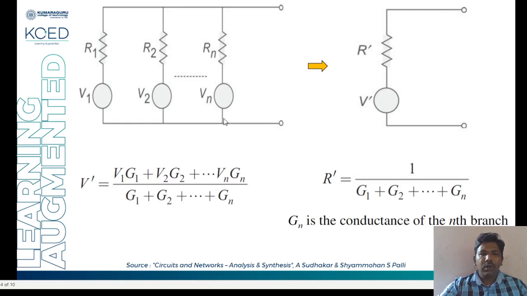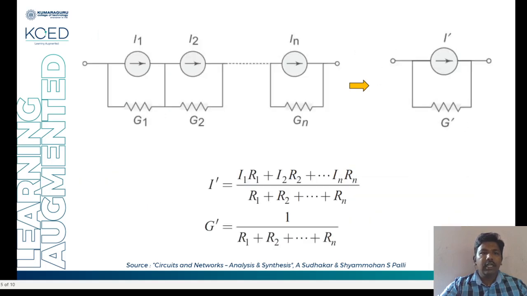In the same way, you can also reduce a number of current sources into a single current source along with its conductance. Millman has also given a formula for that. Look at this diagram. This is a circuit consisting of a number of current sources connected in parallel, and G1, G2, G3, etc. are the corresponding conductances. You can combine all these current sources into I dash and all these conductances into G dash. This is the formula to find the equivalent I and equivalent G.